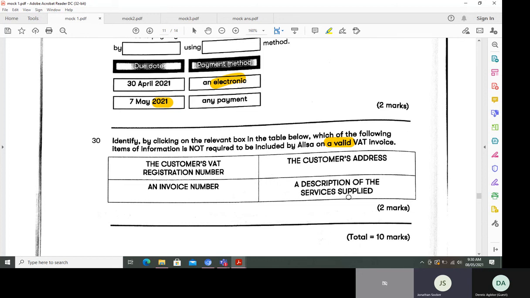All right. So yes, it is the customer's invoice number. When you are giving your VAT invoice to a customer, you don't need the invoice number of the customer. When you are giving your VAT invoice, it's you, the supplier, your VAT invoice number that will be there. The description of the goods, the address of the customer, right? But you don't need the invoice number of your customer. You don't need that.